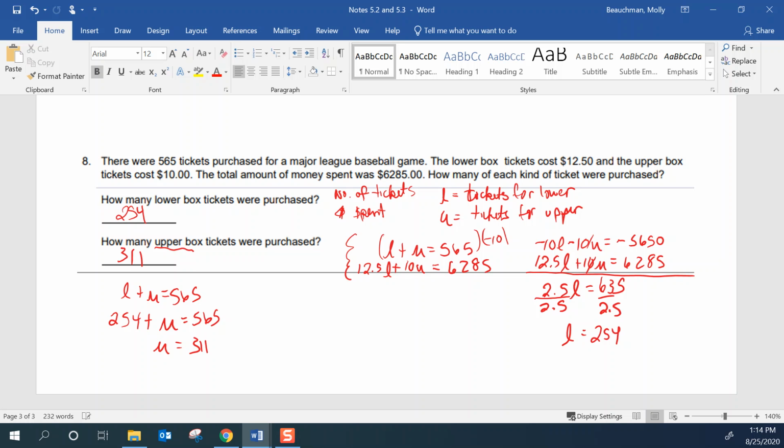And you can check that to see if the cost comes out how it should. 254 times 12.50 plus 311 times 10. And if all goes well, that equals 6285. Just checking on the calculator. Okay, it works. So we sold 254 lower and 311 upper box tickets.